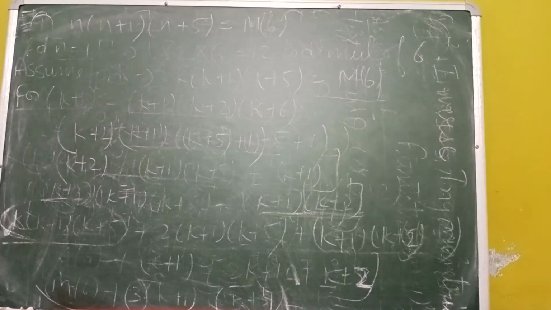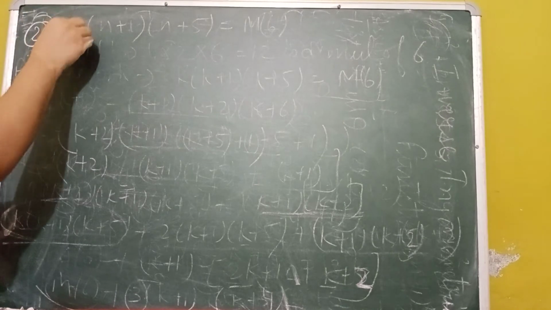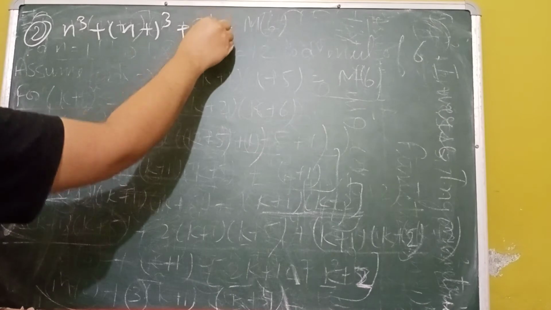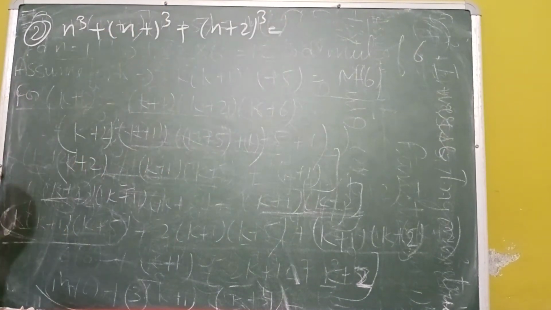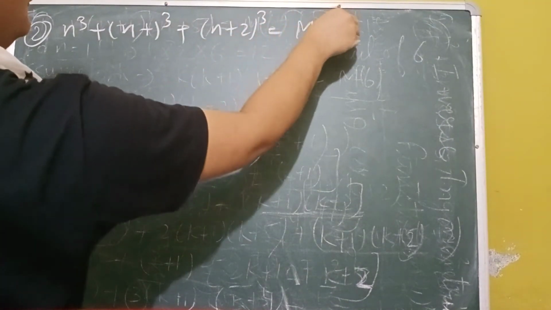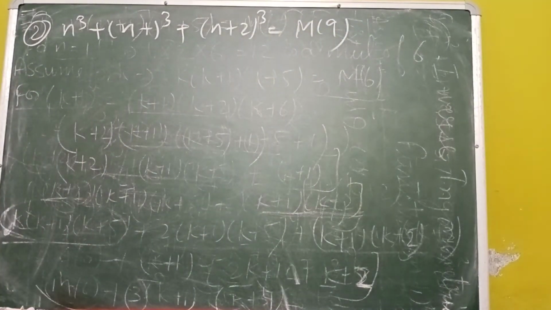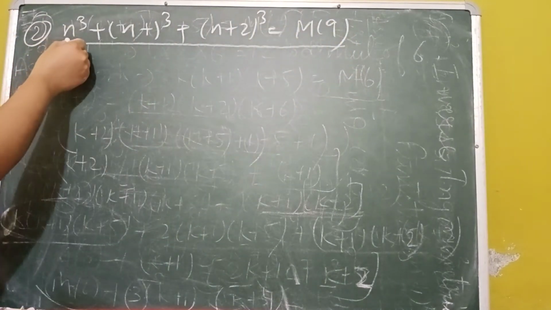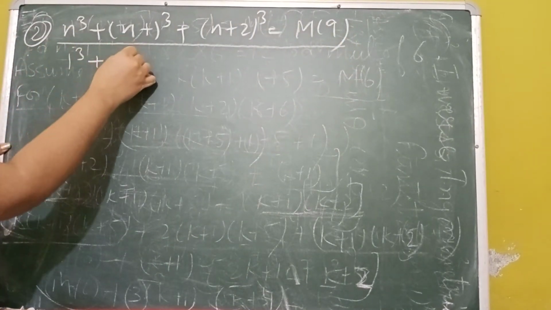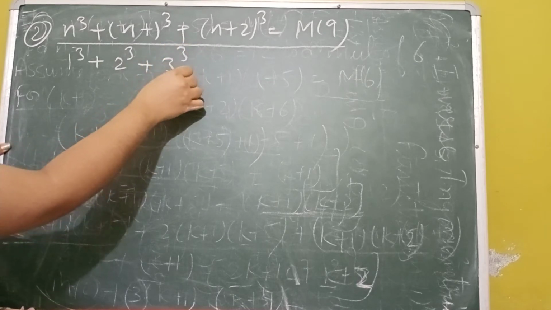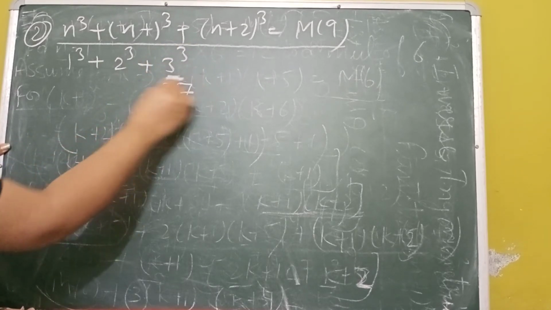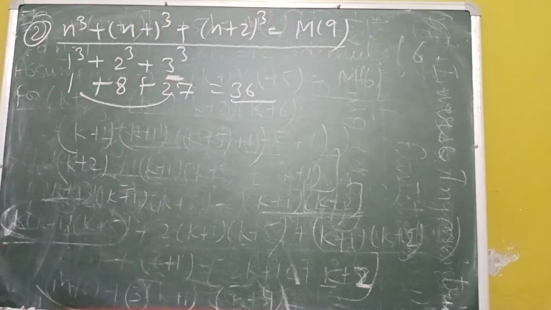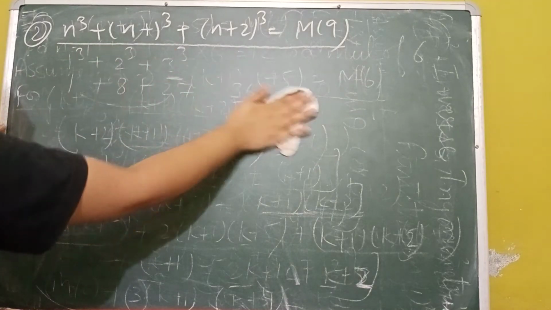As the next question, question number 2, it is given that n cube plus (n+1) whole cube plus (n+2) whole cube is a multiple of 9. We have to prove it by using mathematical induction. Same, for the basic step we will use 1, so it will be 1 cube plus 2 cube plus 3 cube. 3 threes are 9, 9 threes are 27. 27 plus 8 plus 1 is 36, that is a multiple of 9. So this is the basic step for 1.